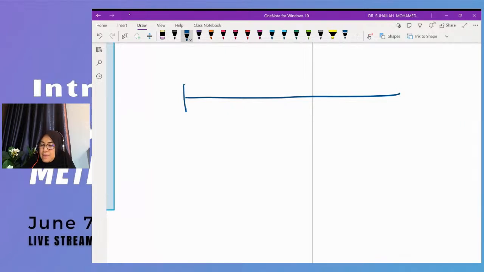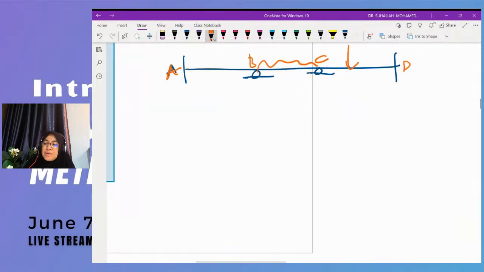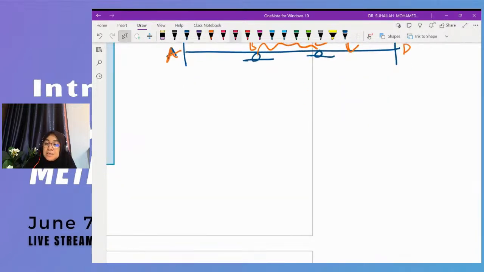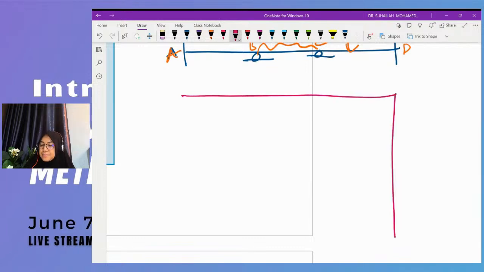Okay, this is for beam A, B, C, D with loading, something like this. After we settle the process in the table, we have to total the moments. So we will have a table.